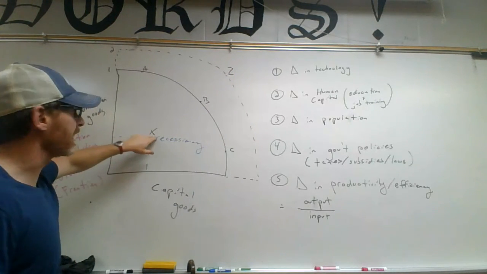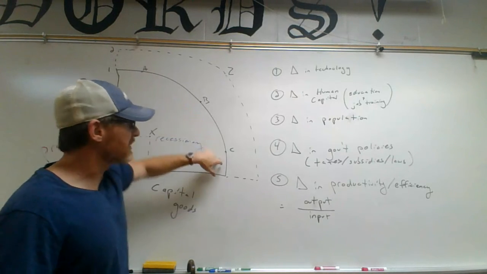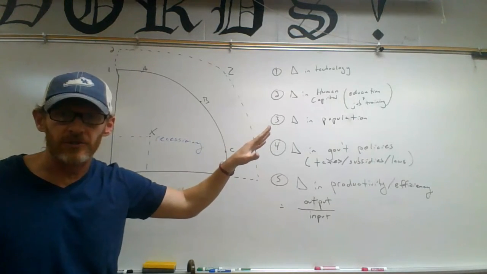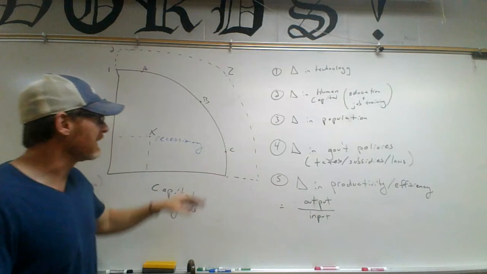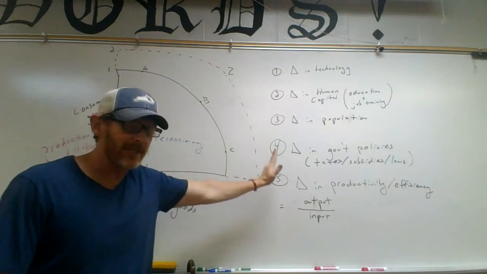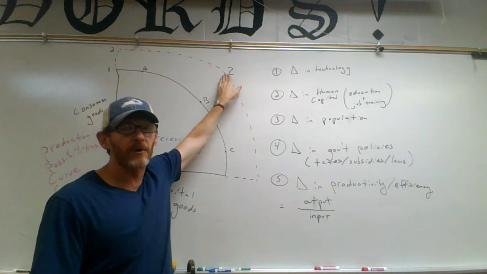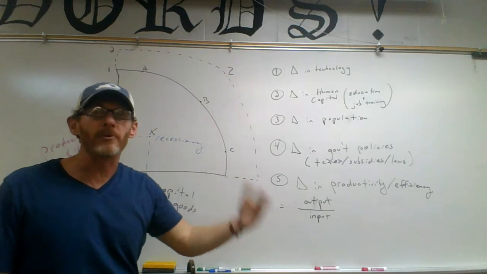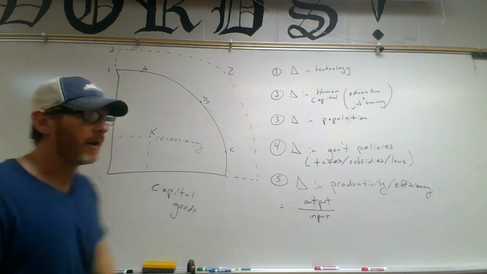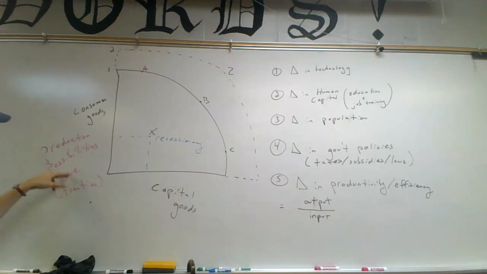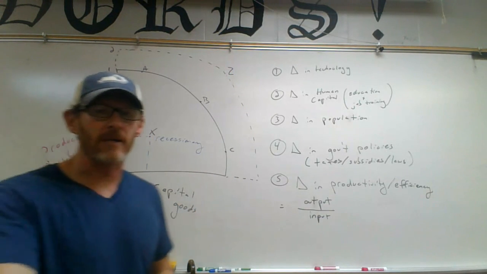So X, we're not using our resources. A, B, and C, we're using all of our resources, just in different ways. C will give us more output later because we're producing more capital goods. And currently, we don't have enough to produce point Z, but we hope to in the future by expanding our production possibilities curve or production possibilities frontier.